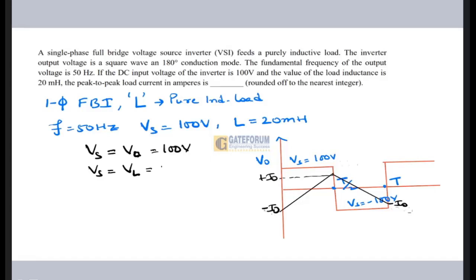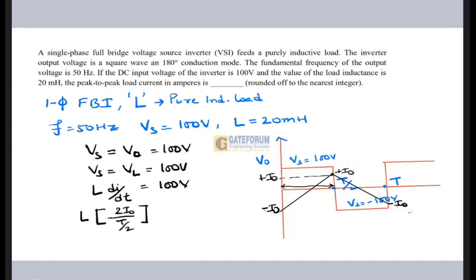VL is L into the rate of change of current. How is it changing? It is going from minus I naught to plus I naught in this particular time period. Yes or no? So I can write 2 I naught is the change in the current in the time period T by 2. That is 100 volt. So from here I can calculate the value of 2 I naught.